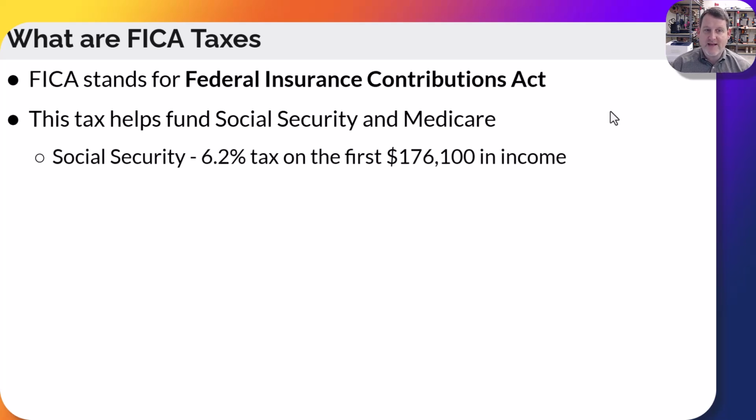So Social Security is a 6.2% tax on the first $176,100 in income. If you make more than that, you don't pay Social Security tax on the money above that.